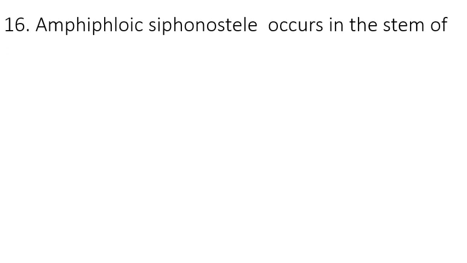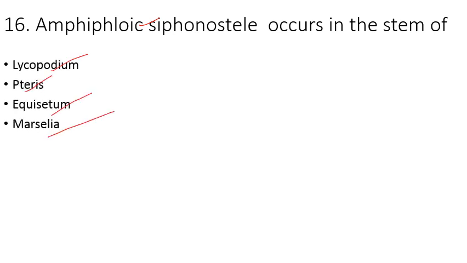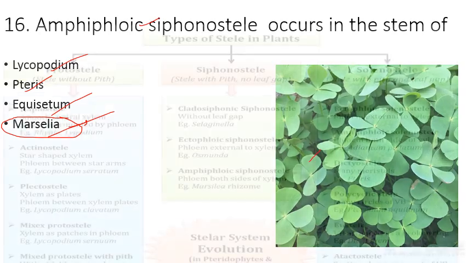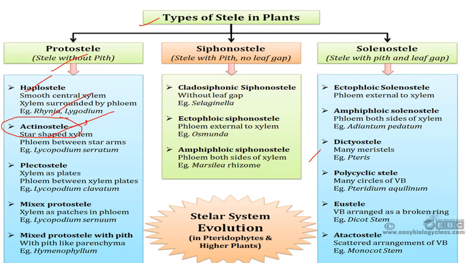The next question is: amphiphloic siphonostele occurs in the stem of Lycopodium, Pteris, Equisetum, or Marsilea. So the right answer is Marsilea. So here I will discuss the entire stelar system. This is Marsilea. It bears 4 leaves. So firstly, what is stele? Stele is the central cylinder which is formed of vascular bundle and related tissue including pith.